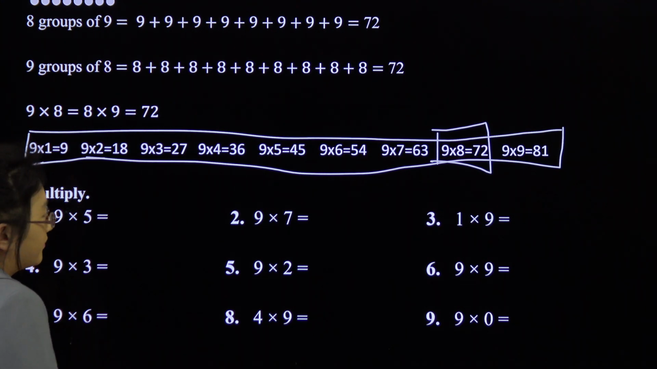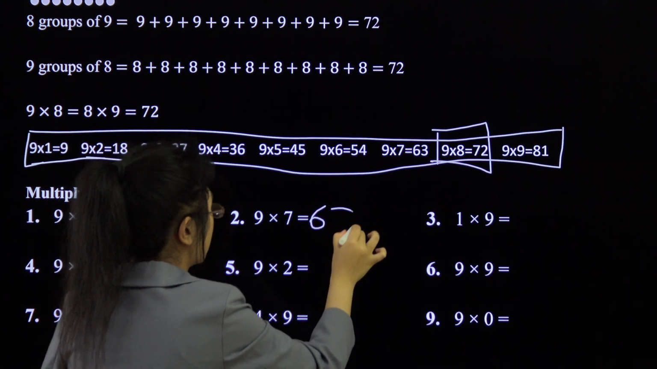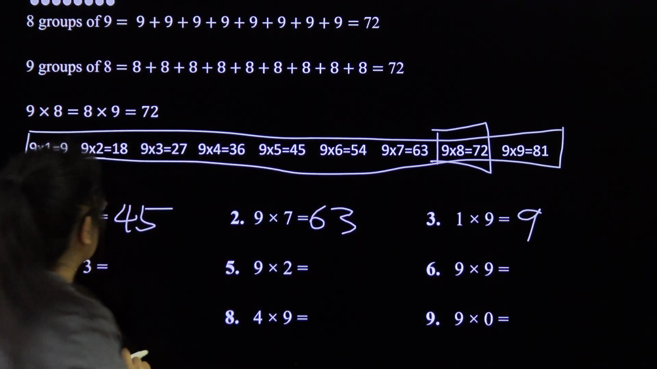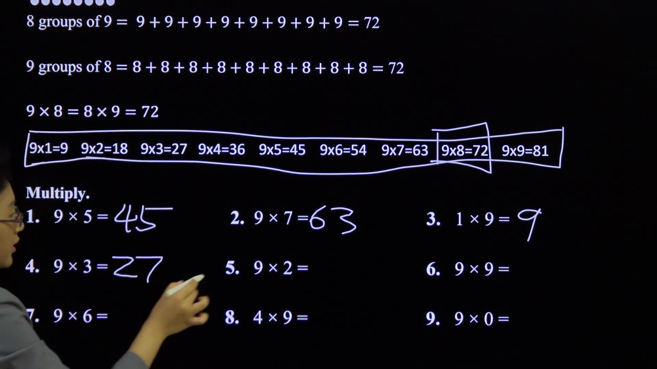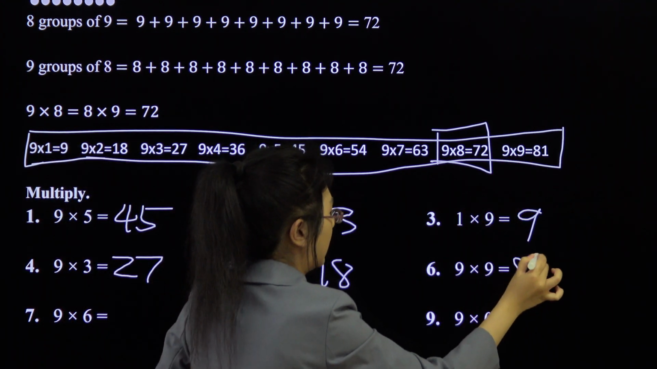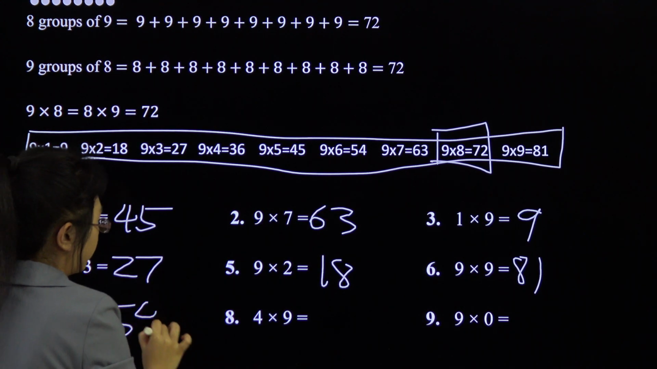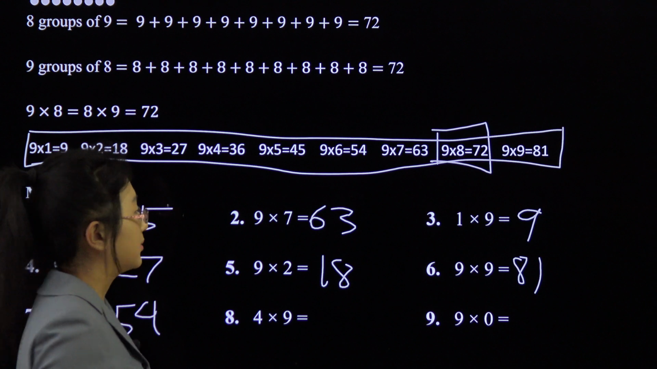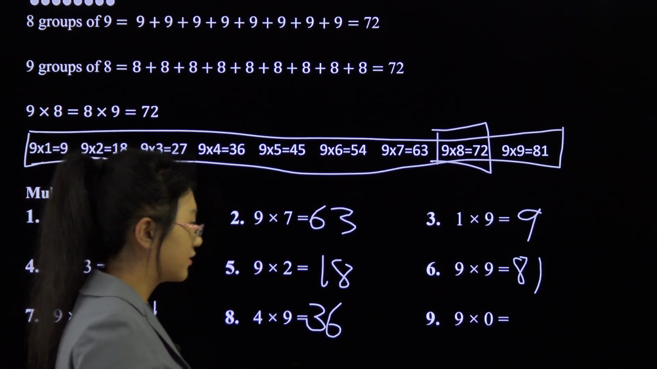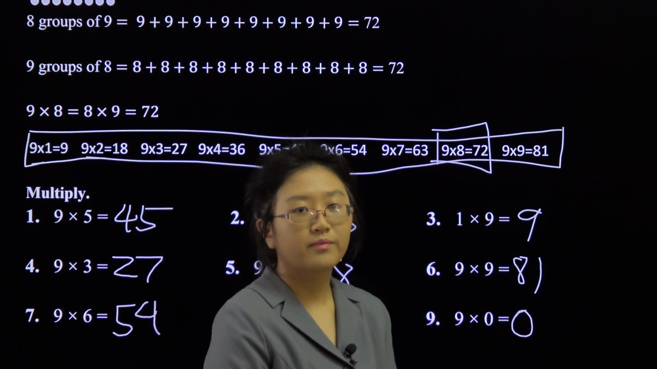9 times 5, 45. 9 times 7, 63. 1 times 9, 9. 9 times 3, 27. 9 times 2, 18. 9 times 9, 81. 9 times 6, 54. 4 times 9, which is also 9 times 4, is over here, 36. 9 times 0, 0 property, 0.